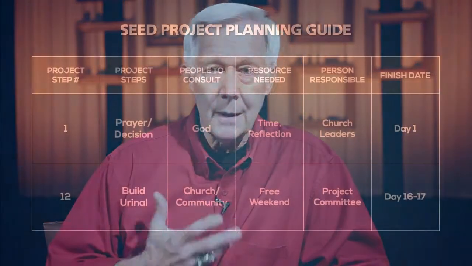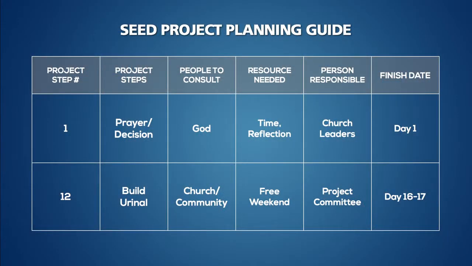Okay, well now let's, in the next slide, slip down to step 12, actually building the latrine. So as you can see, we're going from 1 to 12, so we're missing steps 2 to 11. But I just want you to see how this gets filled out. Okay, on step 12, the actual thing that we're going to do on that day is to build the urinal. And then who do we need to consult for that step? Well, obviously the church and the community have been interacting all through the previous steps.